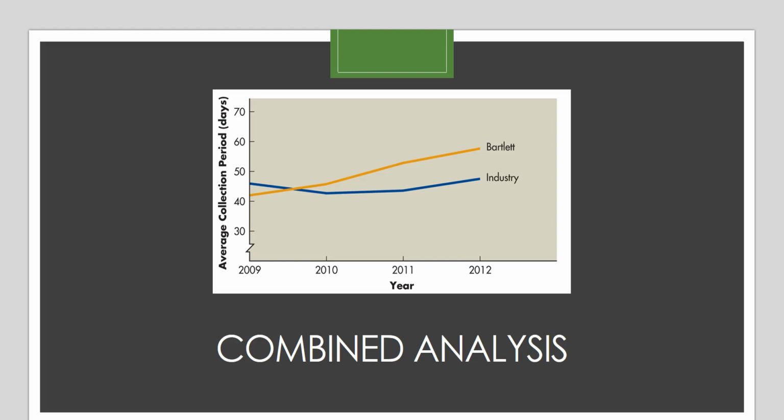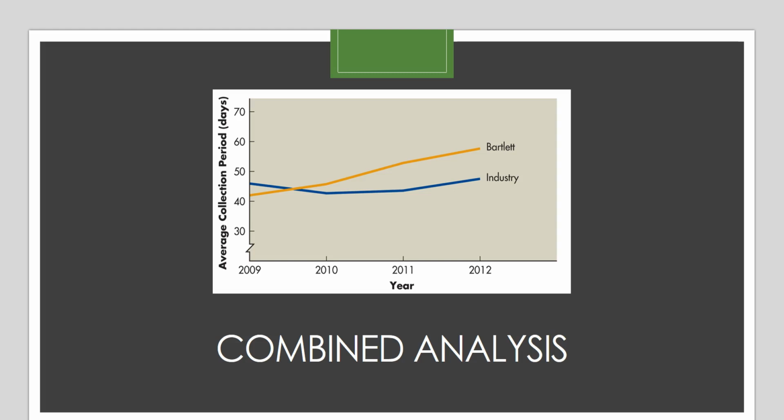You're looking to see how well your company has done over time. We see that their average collection period has increased. Now, it's much more informative when we do a combined analysis, where we combine cross-sectional and time series analysis. So here we look at how well Bartlett Company is doing and how well the industry is doing over time. It allows us to draw deeper conclusions. So we see that Bartlett Company's average collection period has increased while the industry has slightly decreased and remained stable.